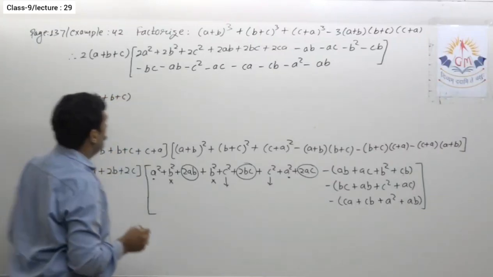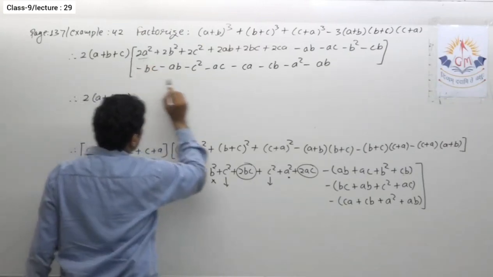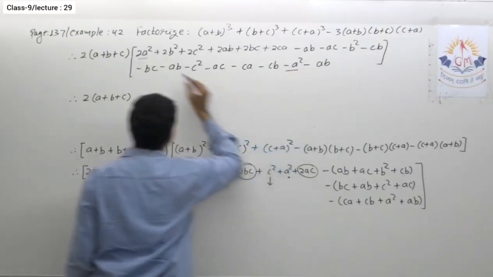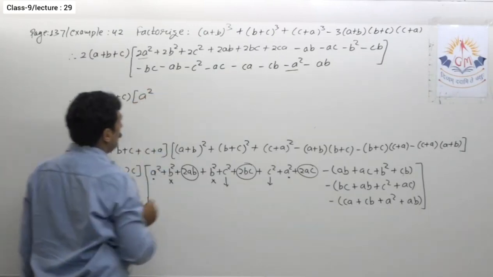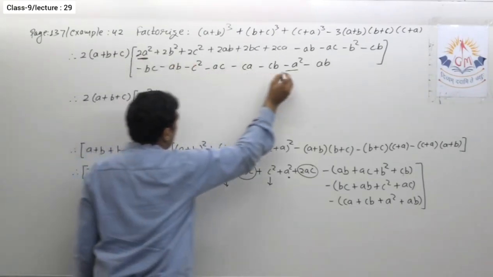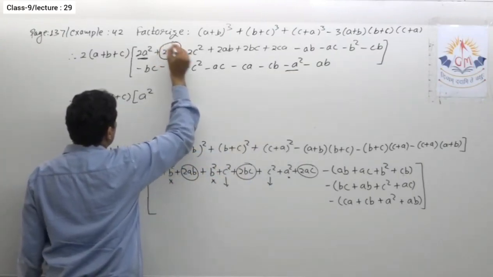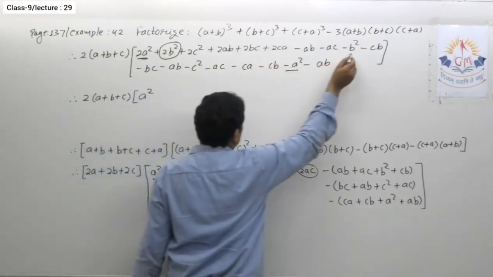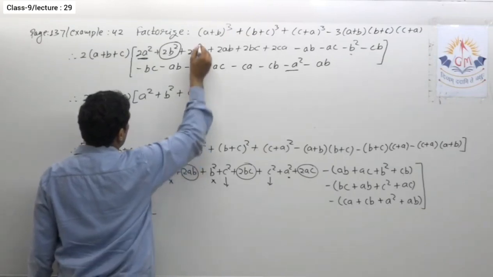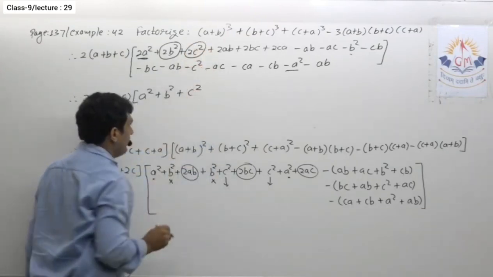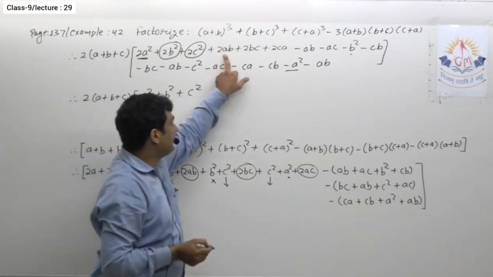Now over here, see, first we'll see the terms of power 2. So 2a square, and there is one minus a square. So 2a square minus a square, this gives me a square, isn't it? This 2a square minus a square gives me a square. Similarly, this 2b square minus b square gives me plus b square. And then in the same way, definitely I am going to get this 2c square minus c square, that is plus c square.